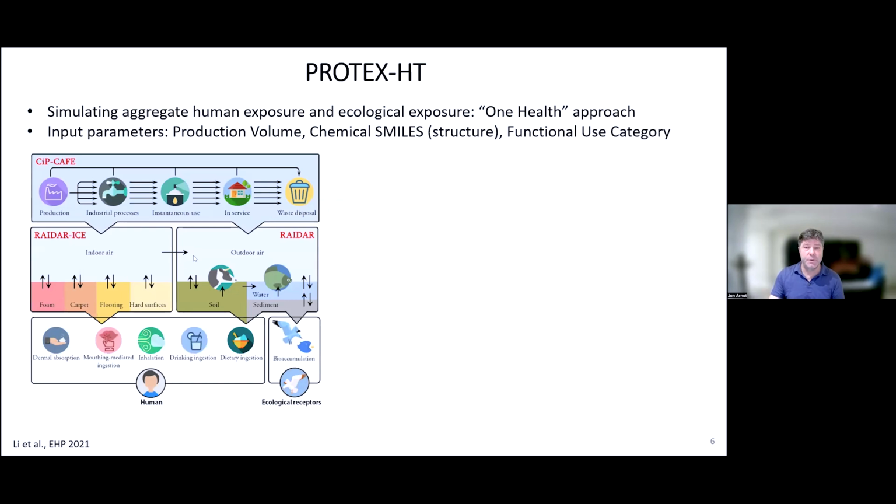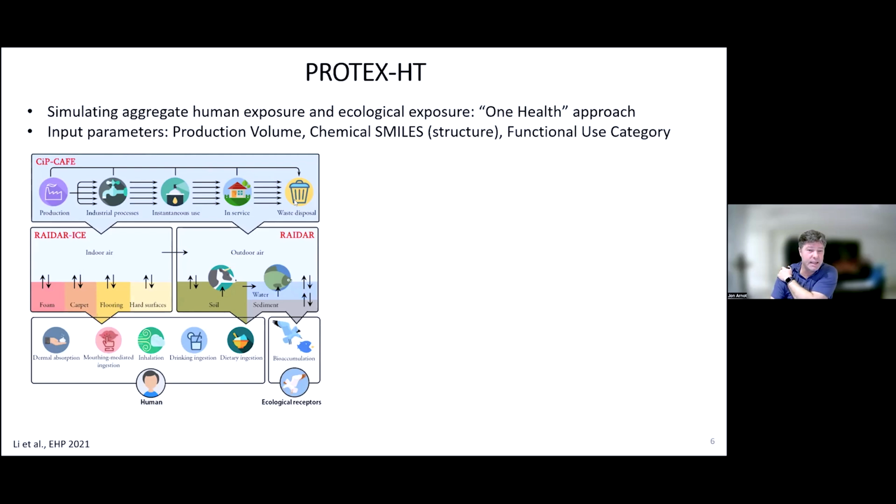This is a conceptual figure of the PROTEX-HT model used to simulate aggregate human exposure and ecological exposures, which also has the advantage of a One Health approach, so that we're not just looking at ecological and human health separately, but we can look at it in its entirety in a more holistic manner, because it's recognized that sometimes chemicals might be of no risk to humans, but they are to the environment and vice versa. And as I mentioned, we've used the principles of parsimony so that the model is relatively easy to parameterize with production volume, chemical structure, like a SMILES notation, and functional use category.